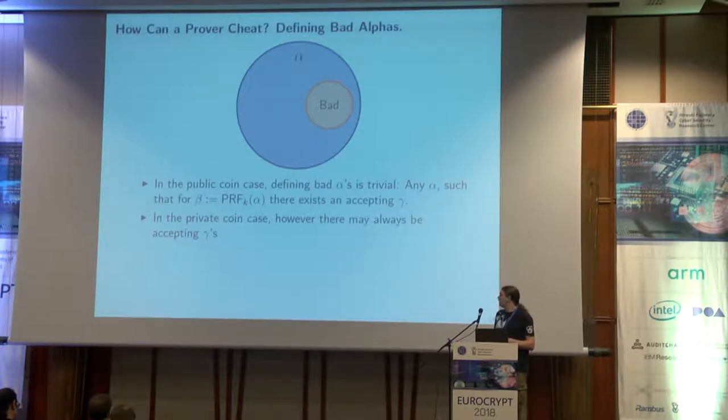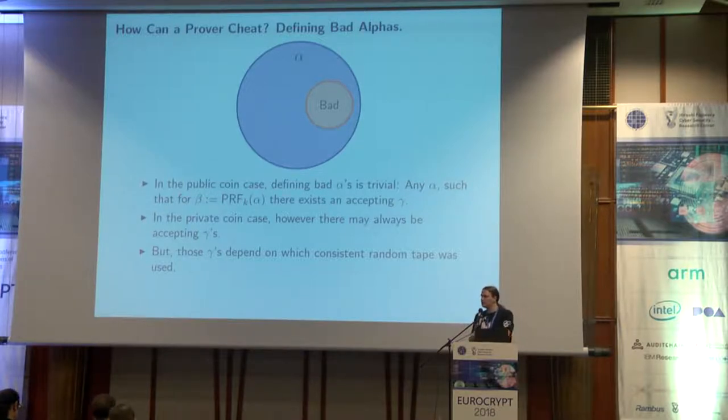It's just that what those gammas are might depend on which consistent random tape was actually used to compute this beta. You can imagine a protocol where I, in addition to my normal random tape, simply choose an additional random value. And if you send me that random value back as your gamma, then I accept. That's an accepting gamma, but you, of course, have no way of finding it, because I never reveal anything about this random value. So we need a more complicated definition of what bad alphas are.